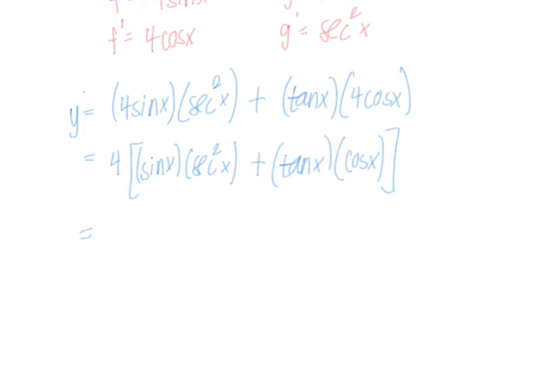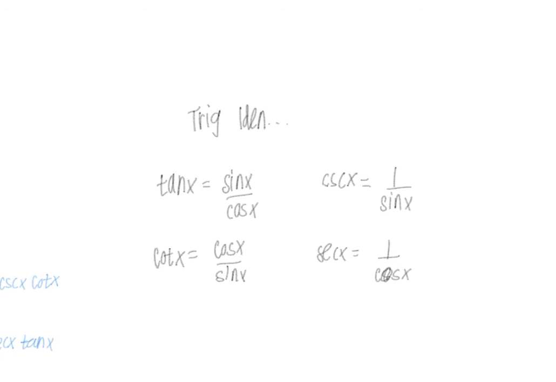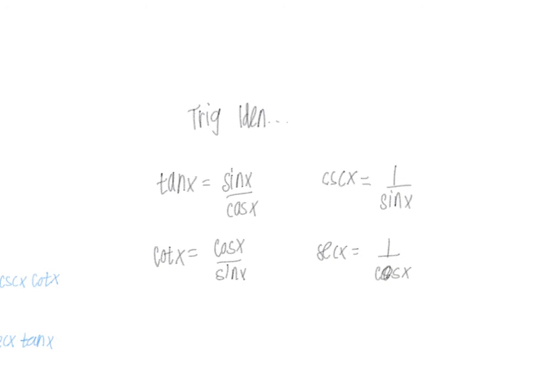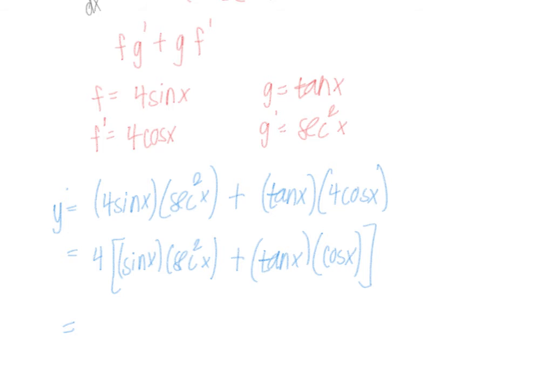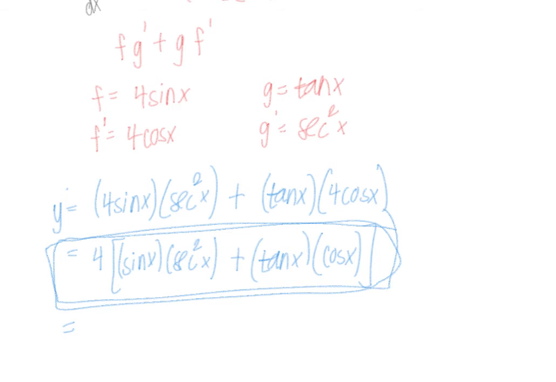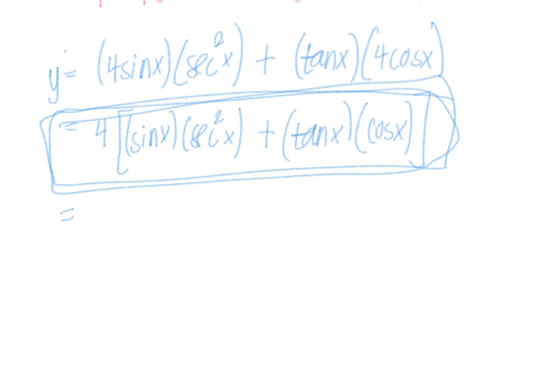I said you do not have to simplify it using those trig identities, and these were just some of the trig identities that I have written down. I do know that tangent is equal to sine over cosine, so I do think I will rewrite that tangent. And I am putting a box over this because I will accept it like that. But I'm going to rewrite tangent as sine over cosine.